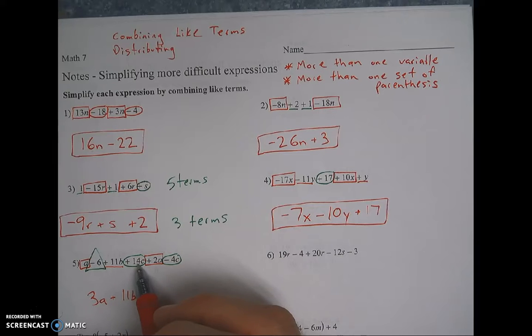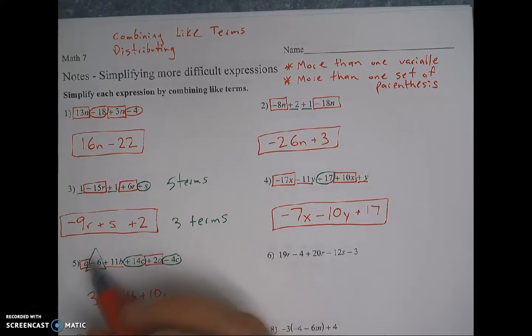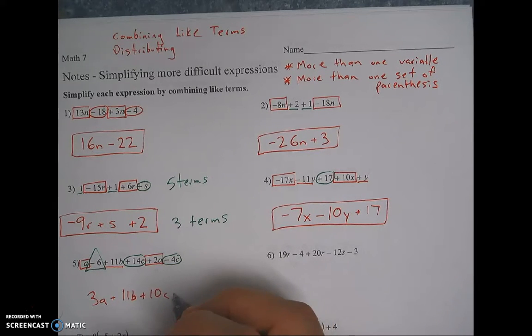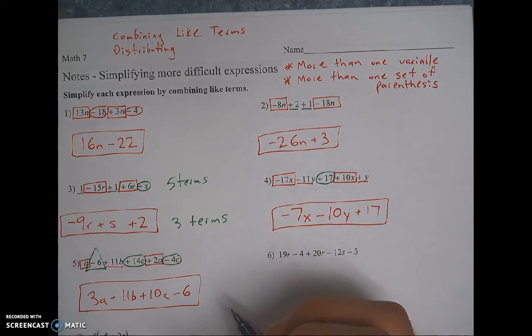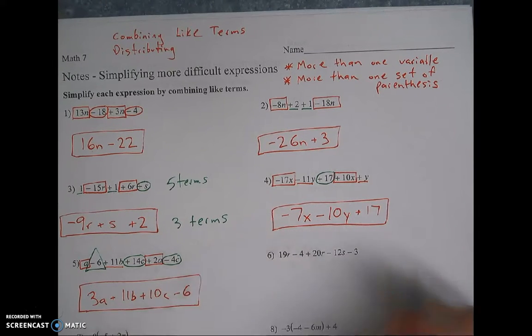C's, I've got a 14 that's positive, and I've got a negative 4 or a minus 4. So that negative or minus comes off of the 14. So that's going to leave me positive 10. So plus 10C. And this minus 6 is the only triangle. There's no other triangles. It's the only whole number that doesn't have a variable. So the minus 6 just gets tacked on the end. So 4 different terms. So I have 4 terms in my final answer.